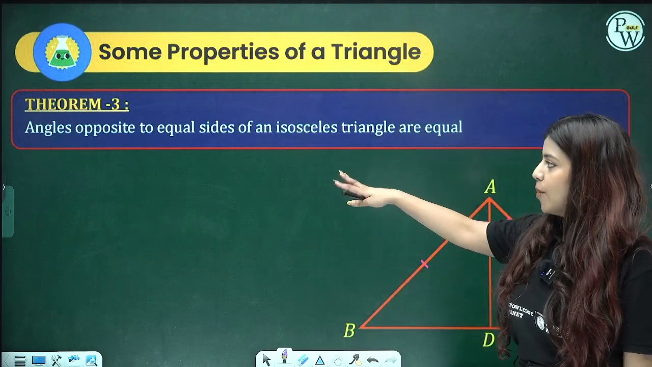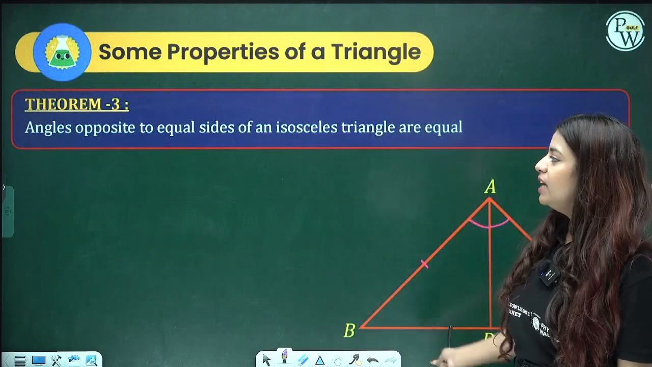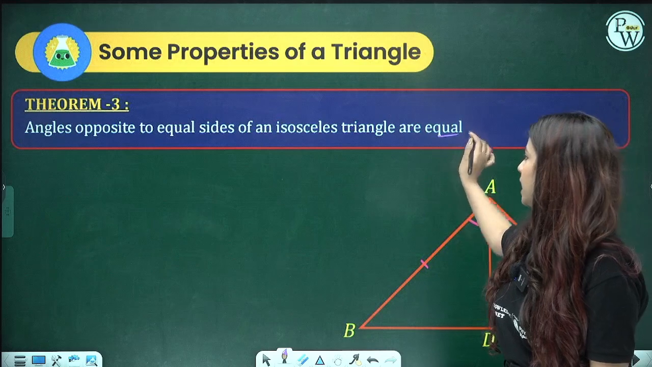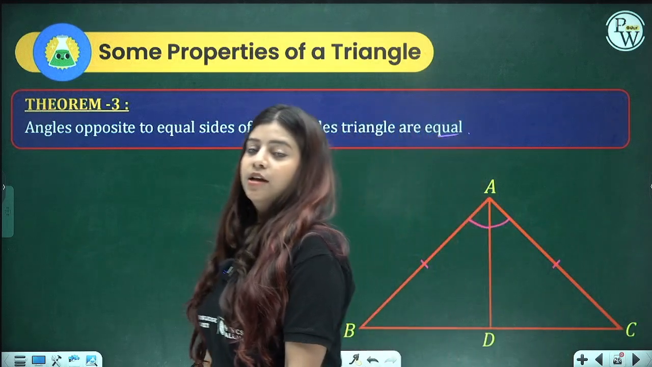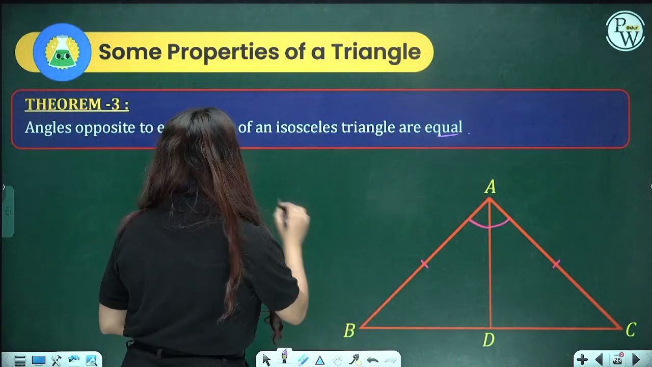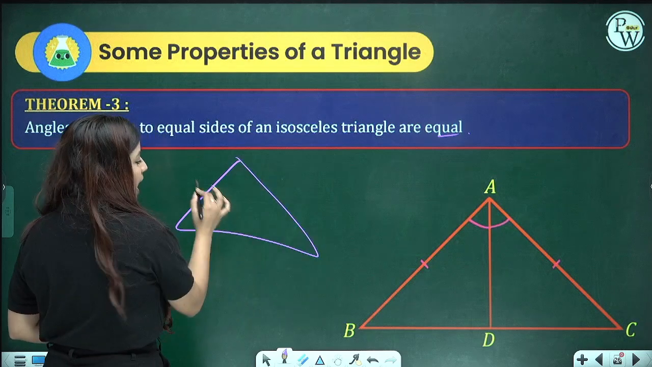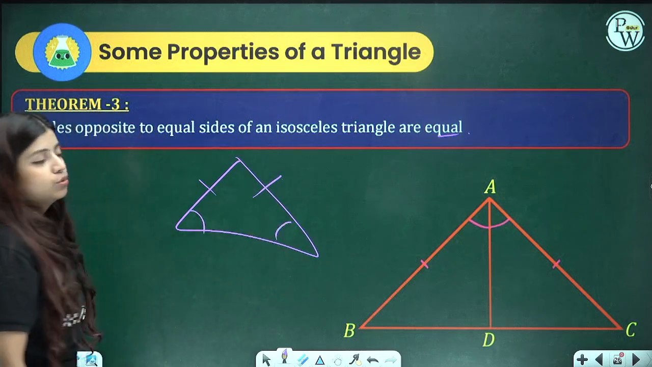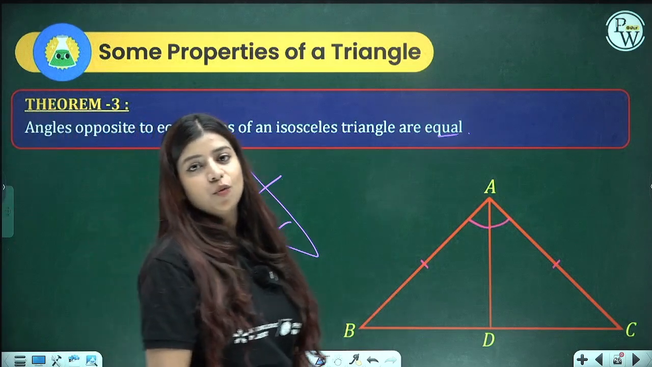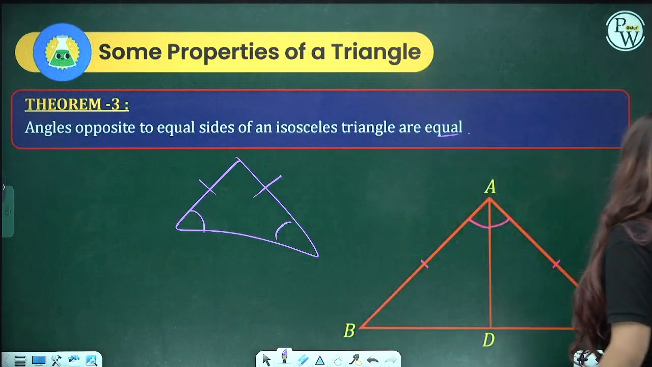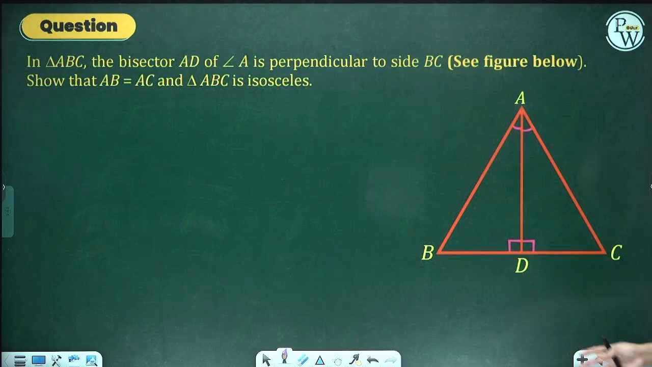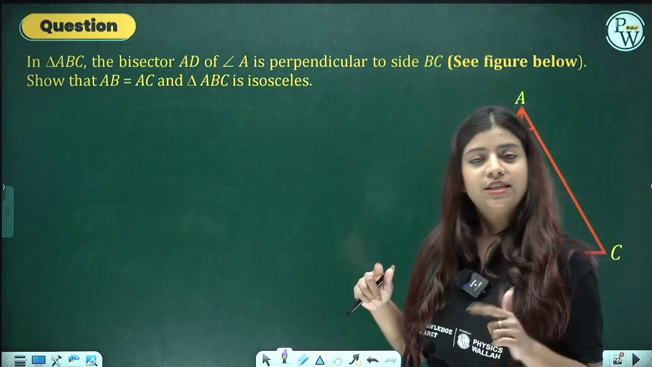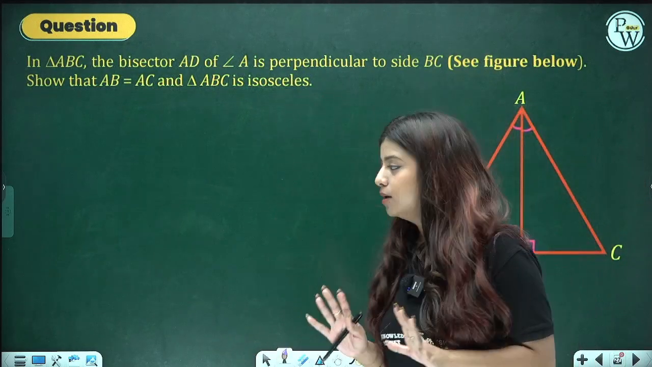So, the first property says angles opposite to equal sides of an isosceles triangle are also equal. If we have an isosceles triangle, for example, like this, and if this side is equal to this side, then the angles opposite to these two sides will also be equal. And the converse of this is also true: if two angles are equal, then the sides opposite to them will be equal too.